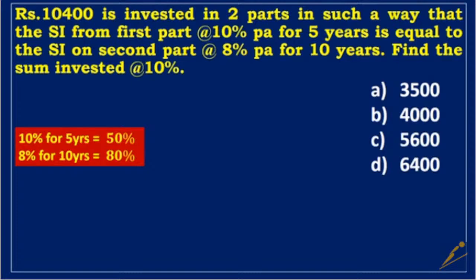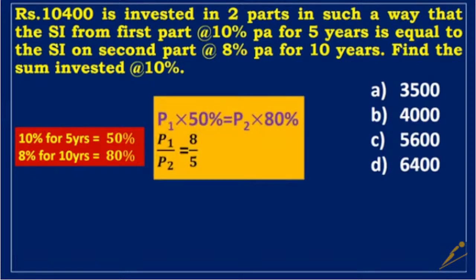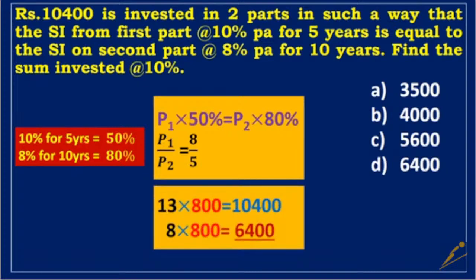10% per annum for 5 years is 50%. 8% for 10 years is 80%. SI of 50% of the first part of the principal is equal to SI of 80% of the second part of the principal. P1 into 50% equals P2 into 80%. Therefore the ratio P1 by P2 equals 8 by 5. The total value of 8 plus 5 is 13. How many times does this 13 value equal 10,400?